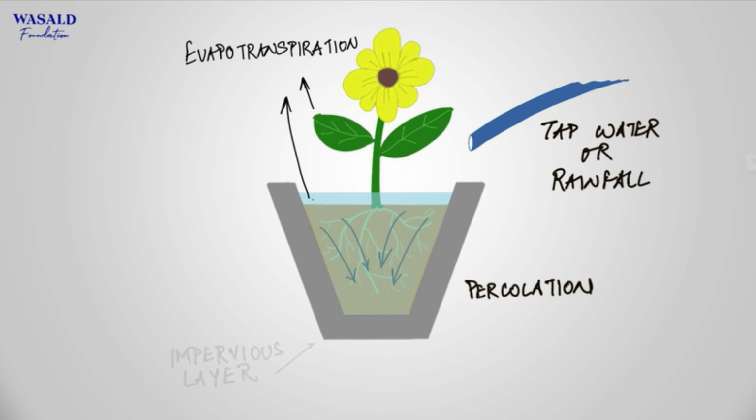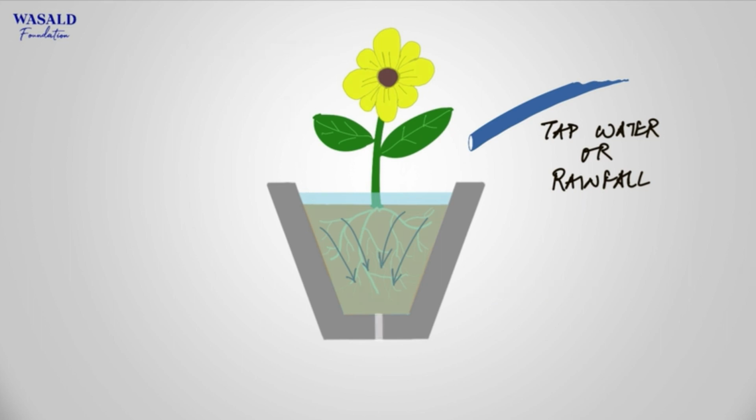By now, many of you must have observed that there is something missing in this picture. Yes, that is the hole at the bottom of the pot, which is usually covered with a small stone to prevent the soil from washing out of the pot. This hole acts as a drain and drains out all the excess water from the pot.